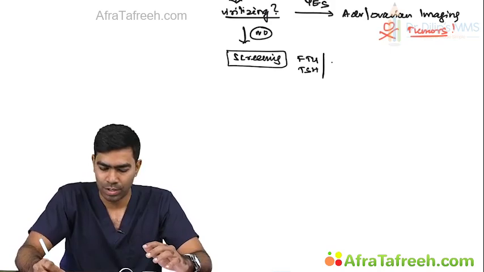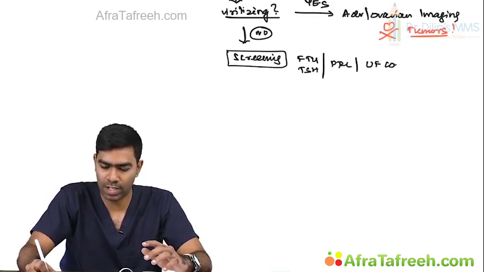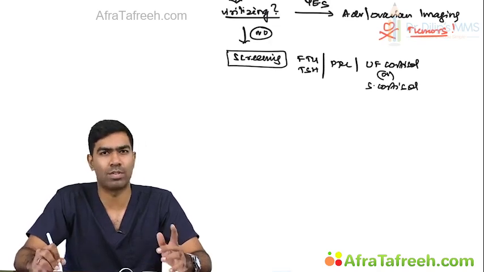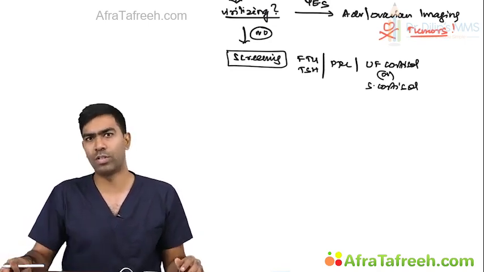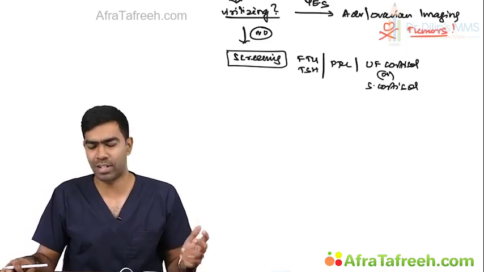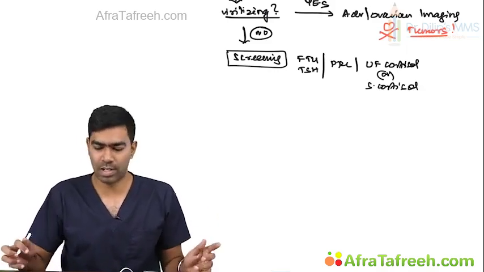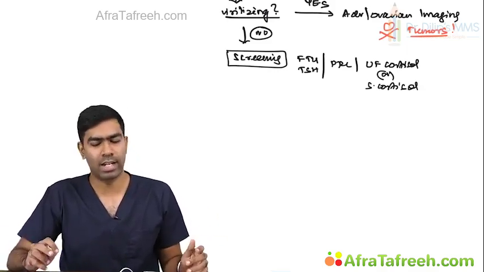I'll tell you how. Prolactin levels have to be done, and urinary free cortisol levels have to be done, or I can do a late night serum cortisol as well. And if possible, I can do a 17-hydroxyprogesterone depending on the ethnicity. Certain ethnic groups in certain countries routinely do 17-hydroxyprogesterone. In the Indian subcontinent, we generally don't do routine 17-OHP. In general, we do only these kinds of screening investigations.